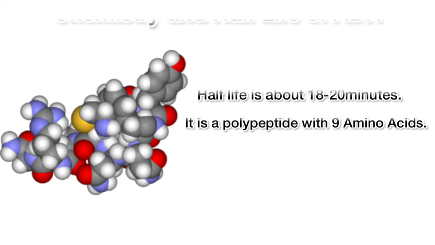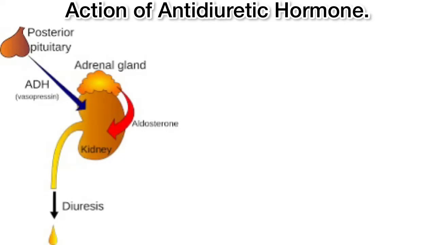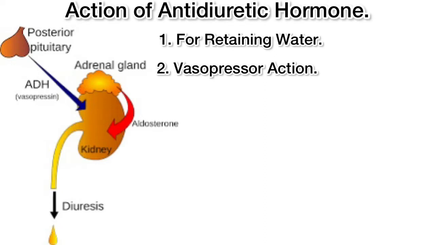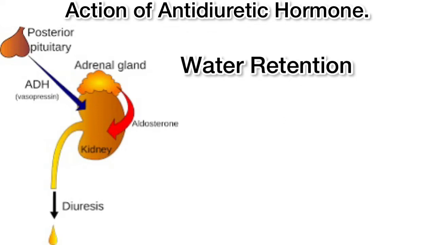Let's talk about the action of antidiuretic hormone. There are two basic functions of antidiuretic hormone. One, it helps in the retention of water, and the other one is that it has a vasopressor action. Okay, so let's talk about the retention of water. The major function of antidiuretic hormone is to retain water simply by acting on the kidneys.